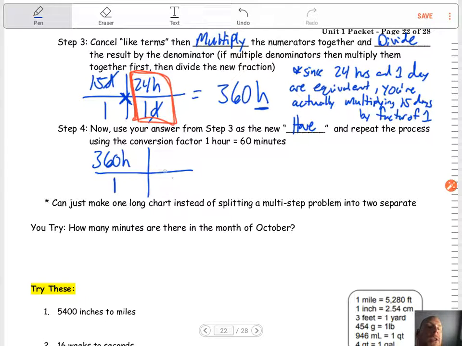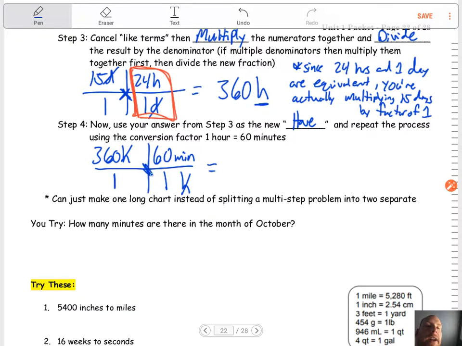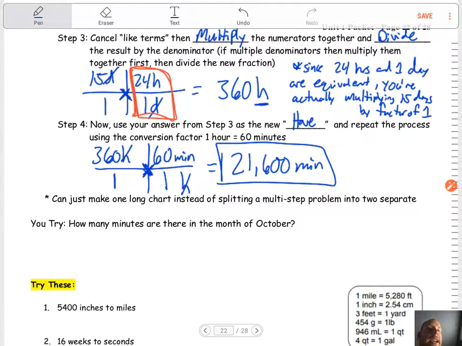Again, look to see, okay, hours is on the top. It needs to go on the bottom so we can cancel out. The wanted unit goes on the top. So 60 minutes, 1 hour. Do the math. Remember, anytime you see a T, it's multiply. So 360 times 60 is going to give us 21,600 minutes in 15 days. And that would be our final answer.